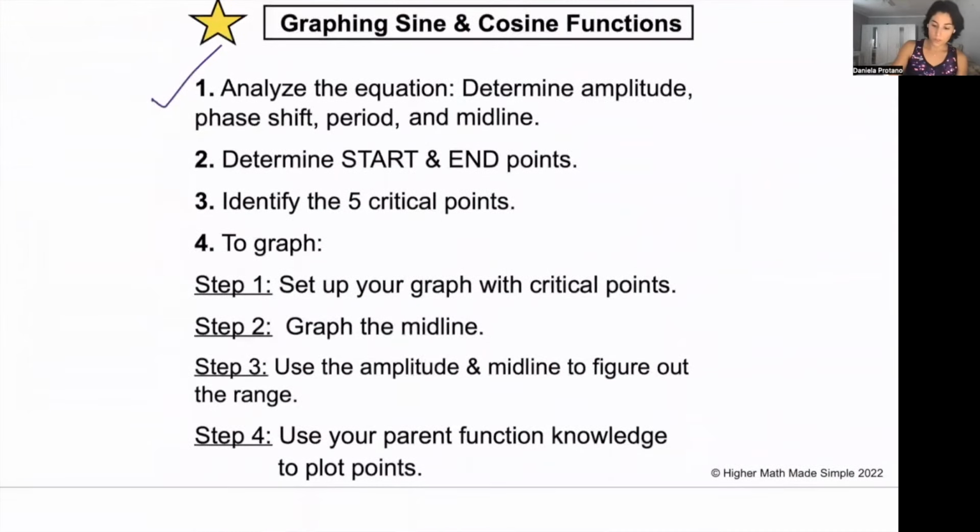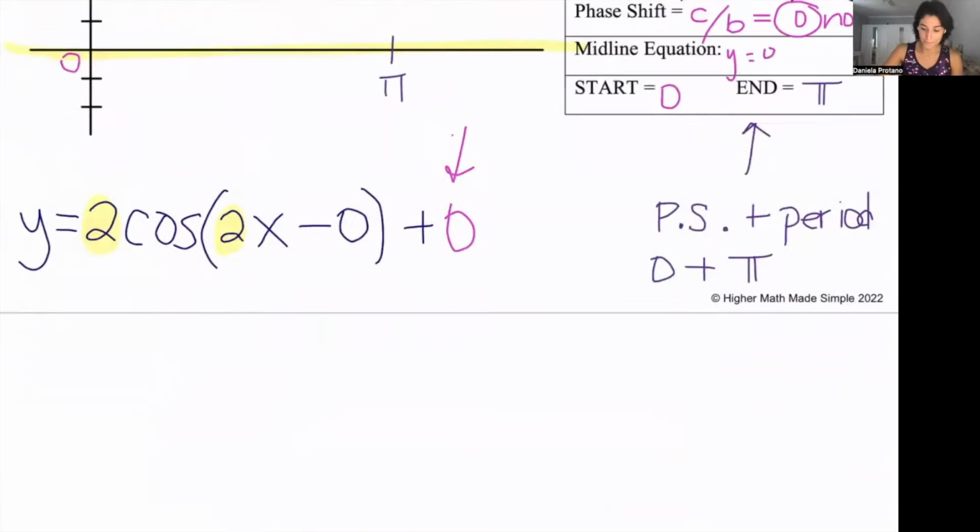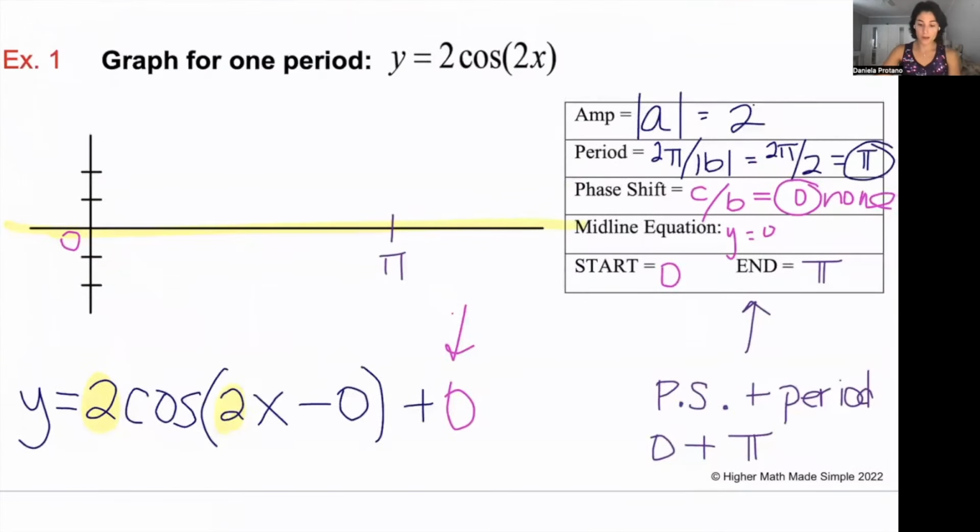So we went over all the stuff in the box, the amplitude, phase shift, period, midline. We determined the start and end values. Now it's time to find, well, we already found 2 of the 5 critical points, so it's time to find the other 3. Okay, so how do we do that? So first we have to find the exact middle. And you could do that by taking the average. So you're doing 0 plus pi, which is pi, and then you cut that in half. So this is going to be pi over 2.